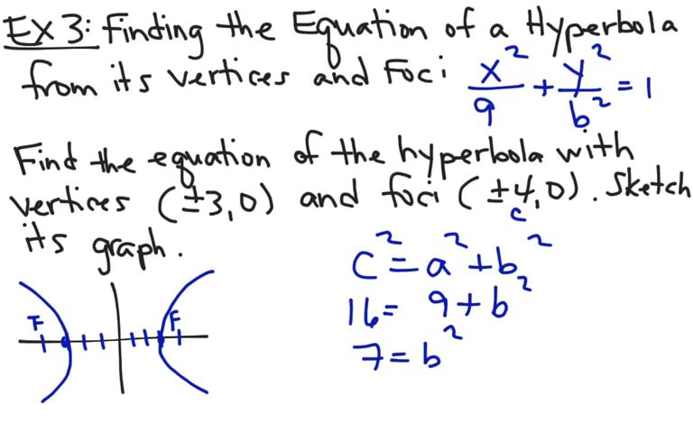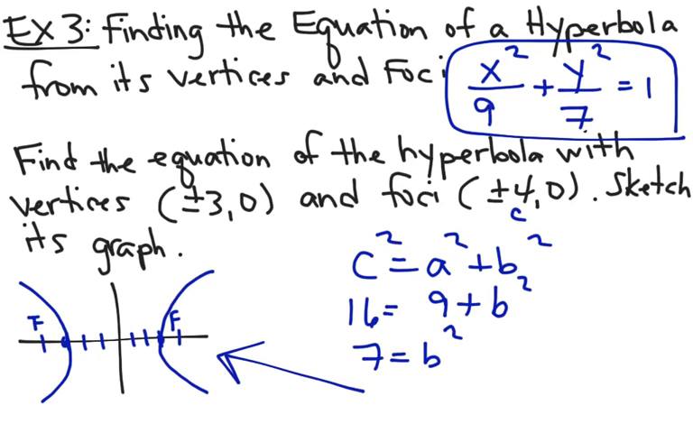I don't even need to take the square root of that, because I really want to plug in b squared into the equation. So now I'm going to come back up here to the equation, and I'm going to replace the b squared with 7. And guess what? There's the equation. There's the sketch of the graph. And that's really all you need.